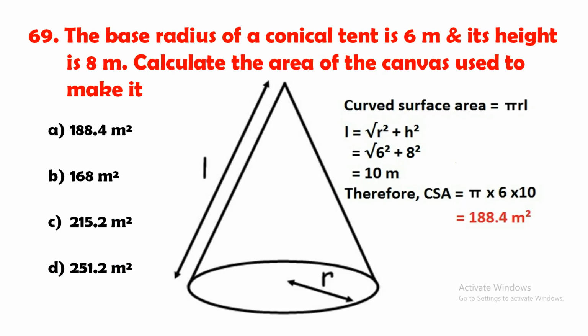The base radius of a conical tent is 6 meter and its height is 8 meter. Calculate the area of the canvas used to make it. 188.4 meter square, 168 meter square, 215.2 meter square, 251.2 meter square. The answer is 188.4 meter square.